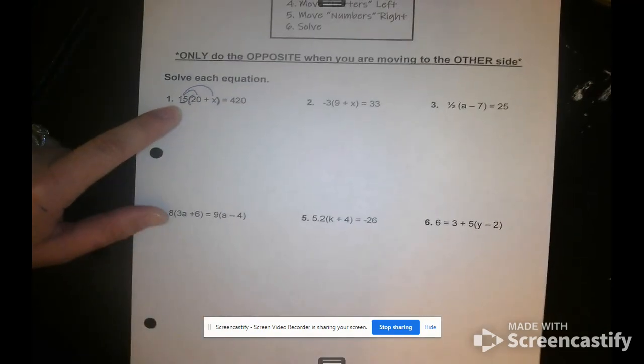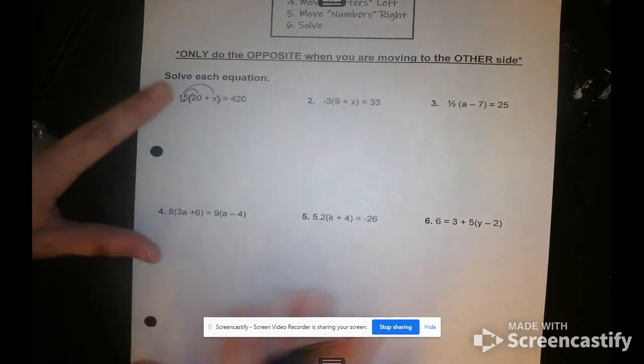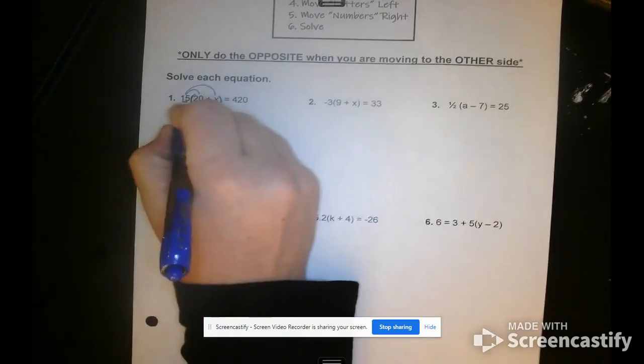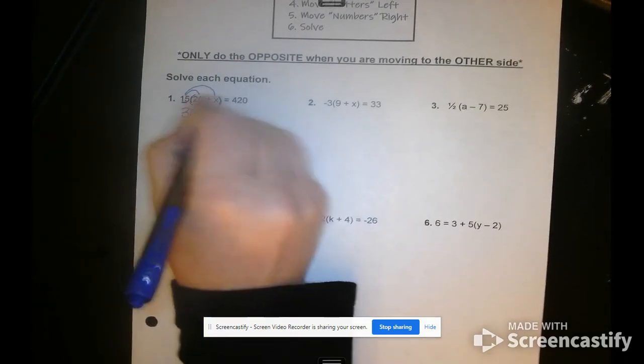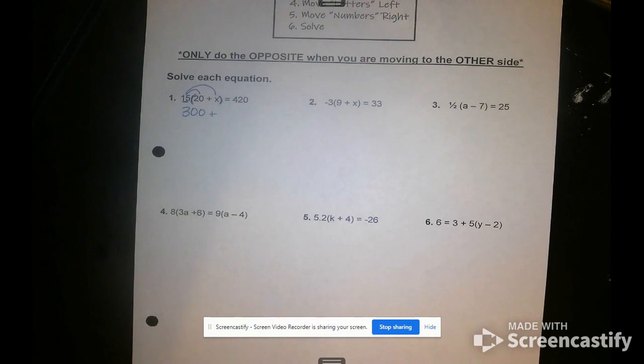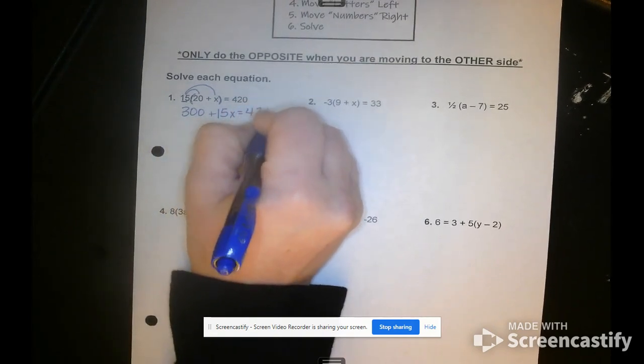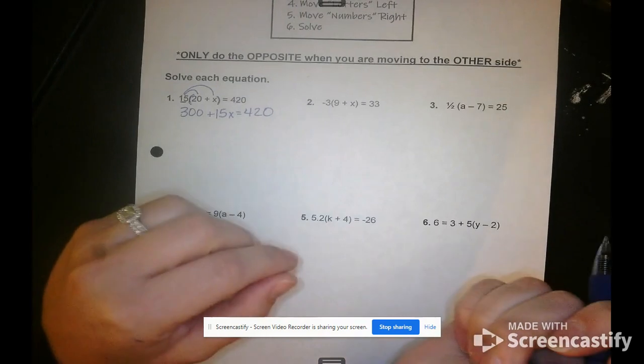Okay? So with your calculator, what is 15 times 20? 300. So I would do 300 plus, well, what's 15 times x? 15x. Okay, so that's a normal two-step equation from there. So can I solve? Yep.